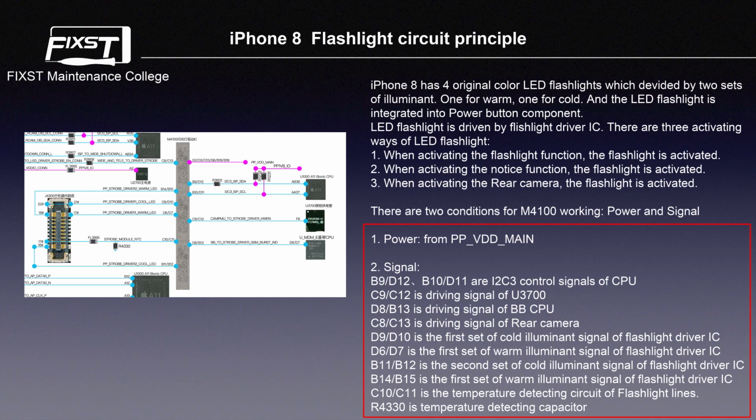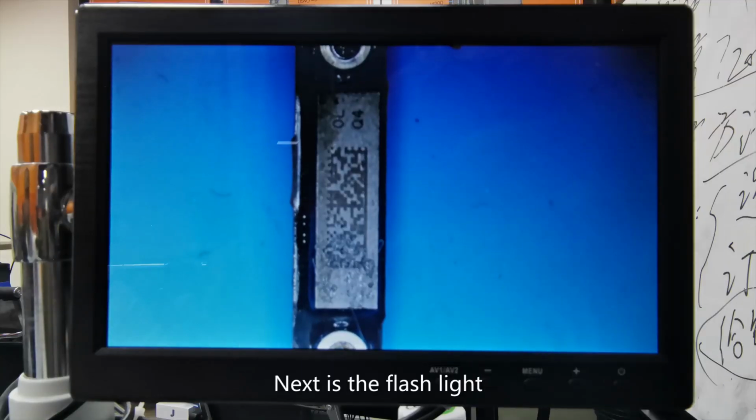C10 to C11 is the temperature detecting circuit of the flashlight lines, and R4530 is the temperature detecting component. Next is the flashlight.